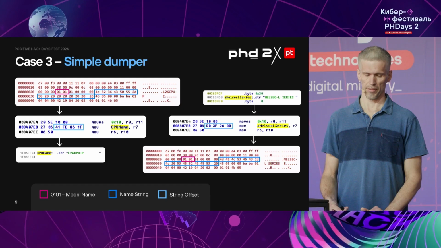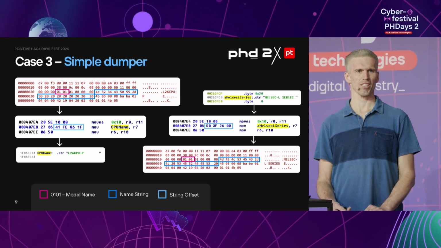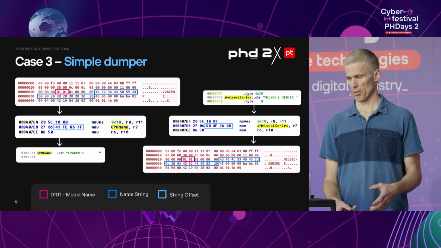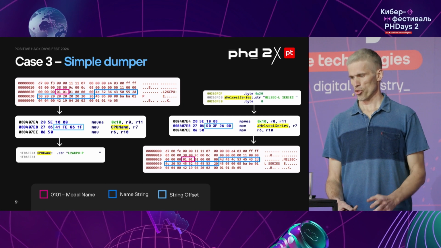Case 3. Well, I decided to have fun here, and I decided to create the simplest dumper. Shown on top is the traffic returned by the PLC for the 0101 model name command. In the middle of the slide, you see part of the code, and the relevant zoomed-in version is shown at the bottom.